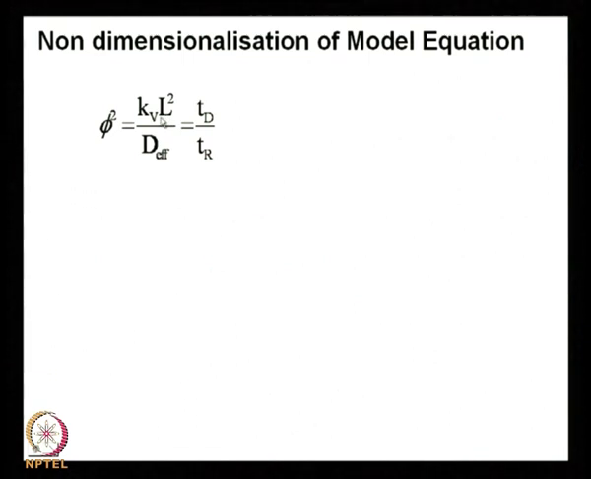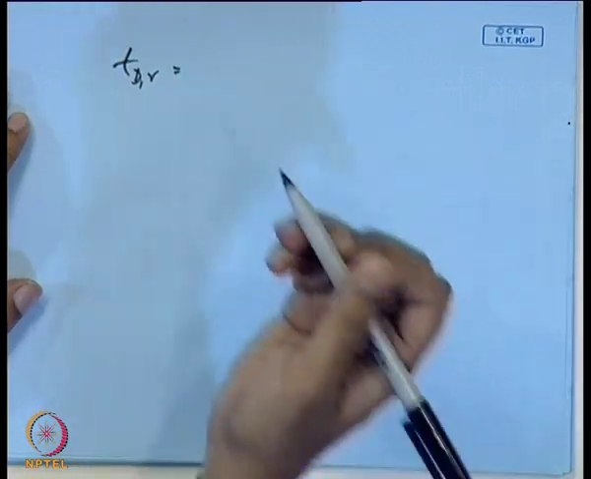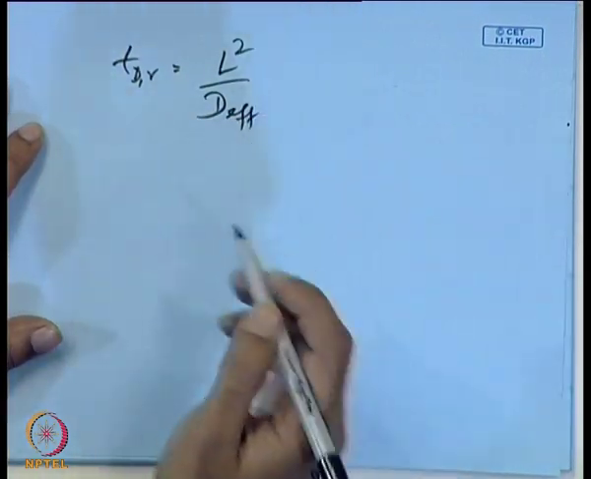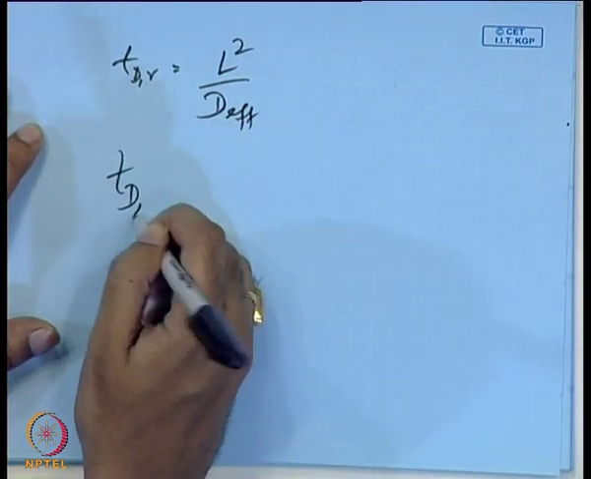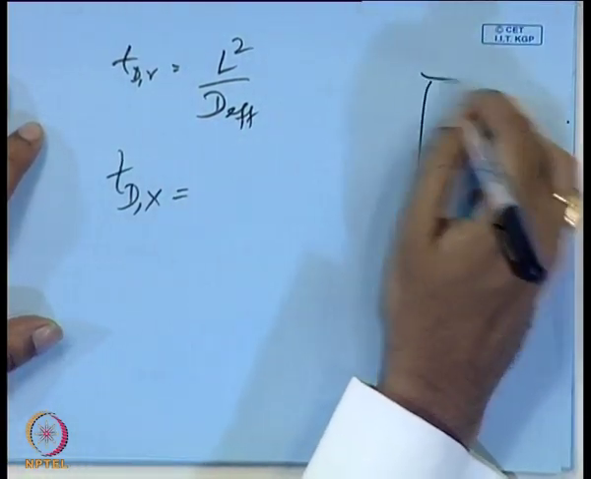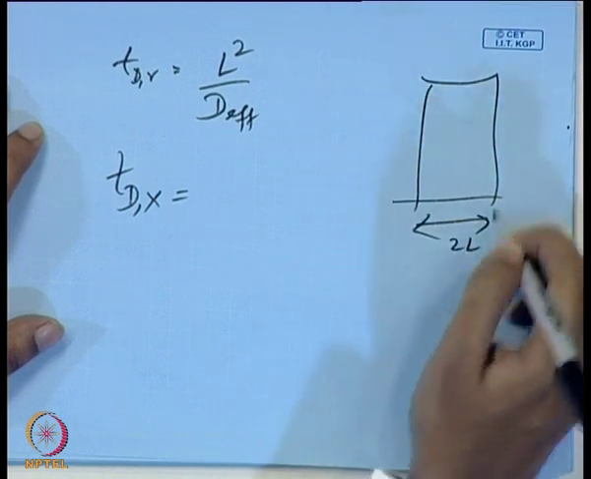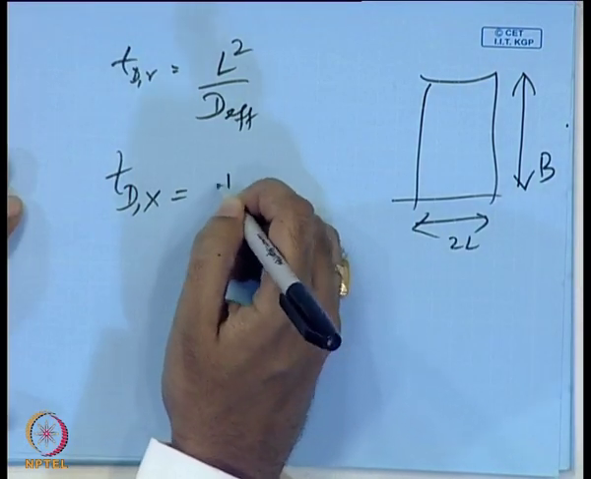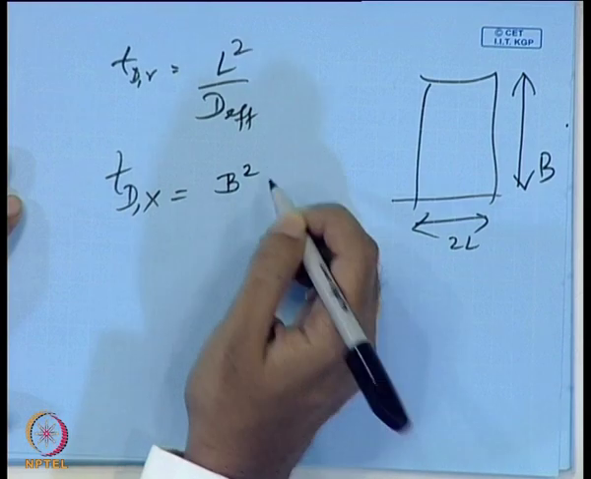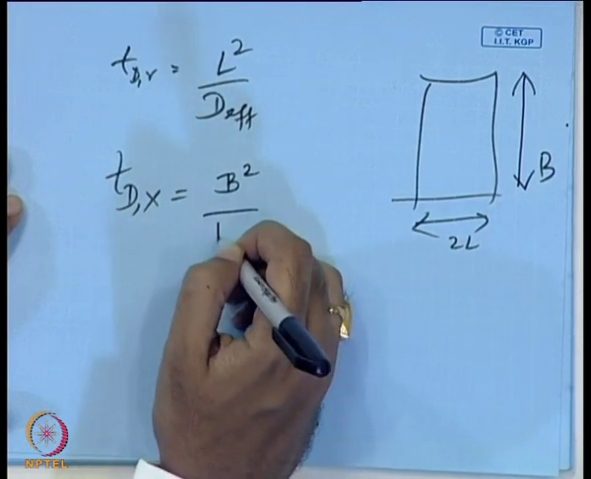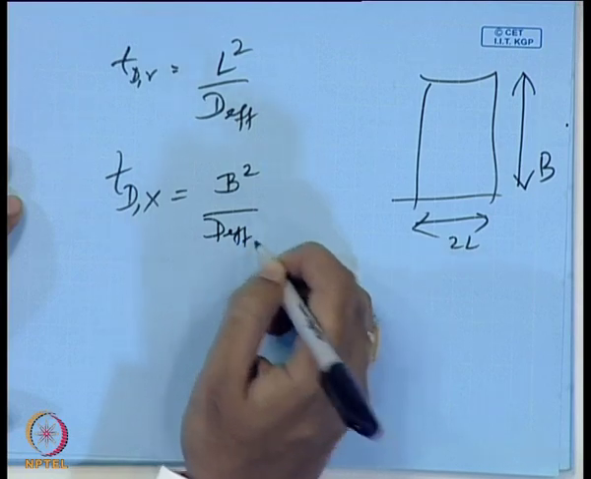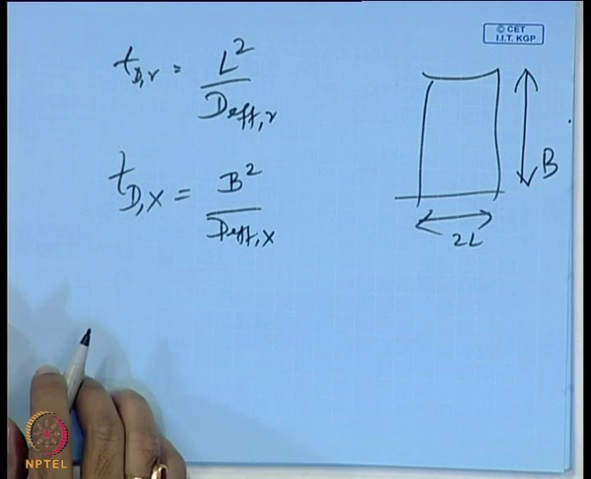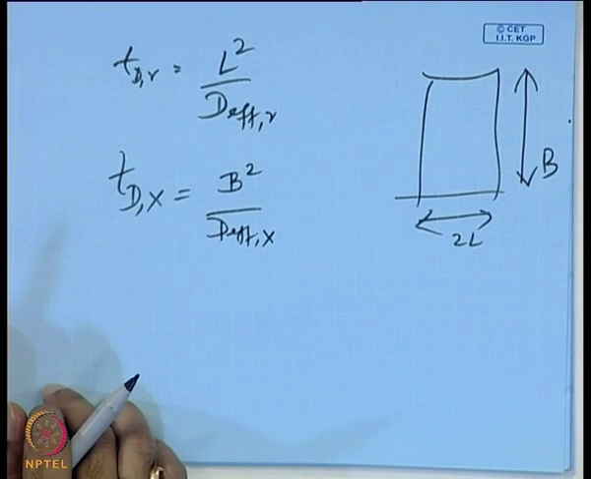So, to repeat again, TDR, if I call this the transverse diffusion time, is L square over D effective, okay. And if I have an axial diffusion time, then what would that be? If this is my 2L and let us say this is my B, then that would be B square over D effective X. This is D effective R and this is D effective X, because not necessarily the diffusion coefficients are going to be the same in the radial and the axial coordinates.